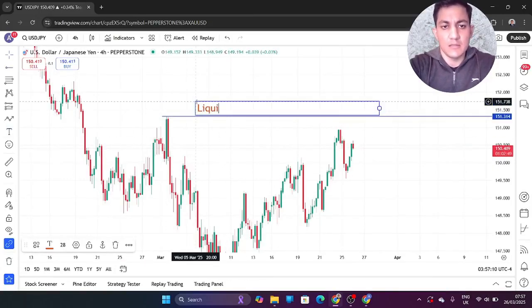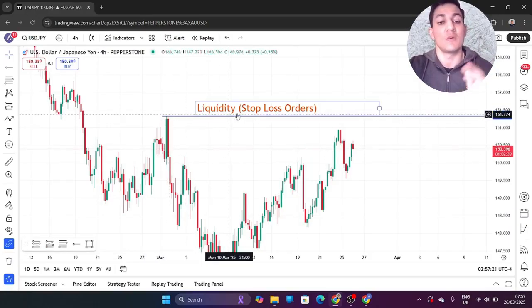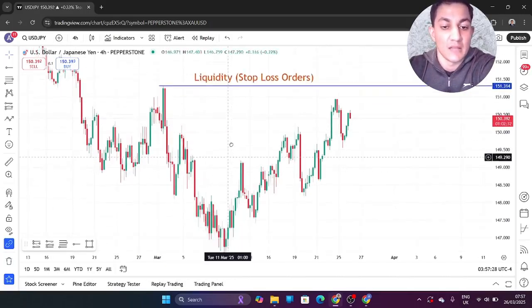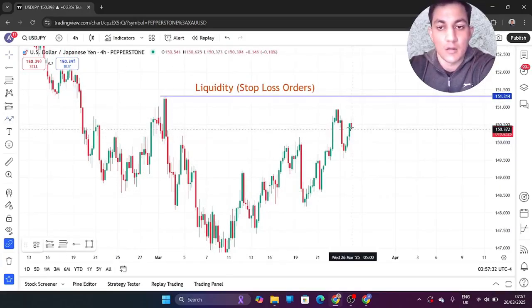So right here is liquidity. And for those who always get confused about what liquidity actually is, it's just stop loss orders, right? It's where the money is, because these large banks and hedge funds can only get into and out of their positions where there are billions and billions of dollars. And on dollar yen, on the 4-hour chart, there are billions of dollars at this high here, right? And at this low here, right? Very, very important.